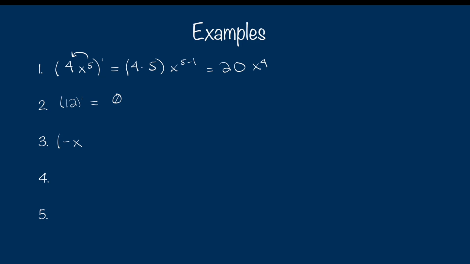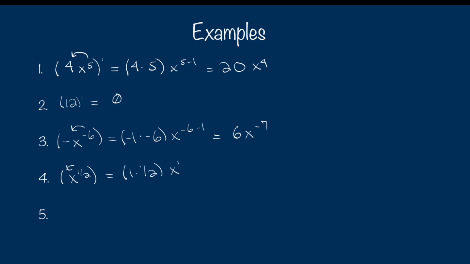So now negative x to the negative 6. Again, we're taking the negative 6, pulling it out front. So that should be negative 1 times negative 6, x to the negative 6 minus 1, which is going to be 6x to the negative 7. And then again, x to the 1/2, we're taking that 1/2, pulling it out front. 1 times 1/2, x to the 1/2 minus 1 is going to be 1/2 x to the negative 1/2.